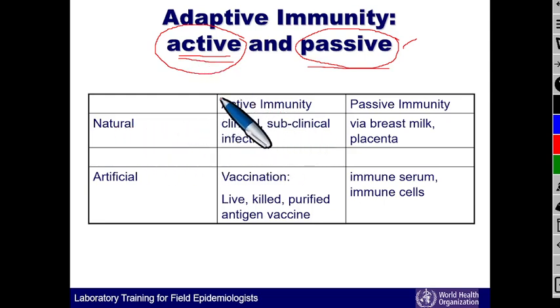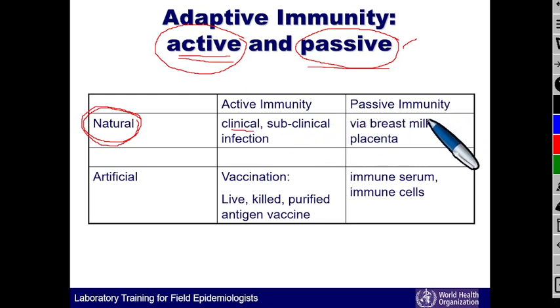Now I want to discuss active immunity and passive immunity. Natural active immunity comes from clinical or subclinical infection. Passive immunity comes via breast milk and placenta. This is natural, not produced by human beings. Clinical means suppose one patient is suffering from measles or pox, and due to the disease, antibody is developed inside the patient. Due to germ entry into the body, antibody will be produced against the germ. That is the natural process due to disease.